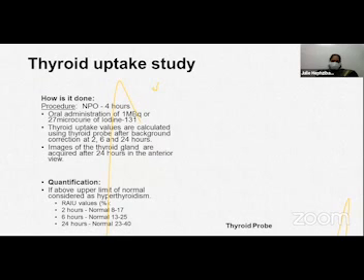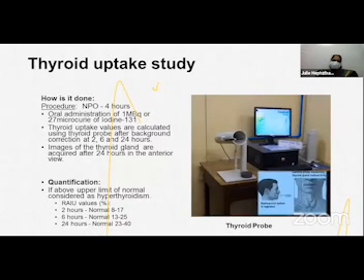Coming to thyroid uptake study, how is it done? The patient is nil per oral for 4 hours and it is administered orally. We use about 1 megabecquerel or 27 microcurie of iodine given orally. The uptake values are calculated using a thyroid probe after background correction at 2, 6, and 24 hours. And these images are acquired after 24 hours in the gamma camera and the anterior view.